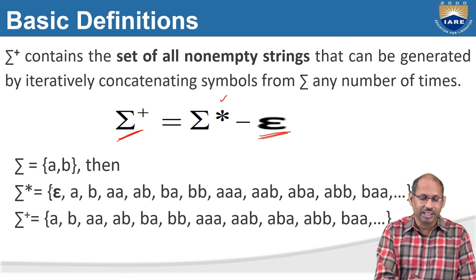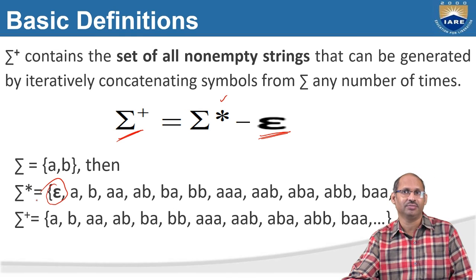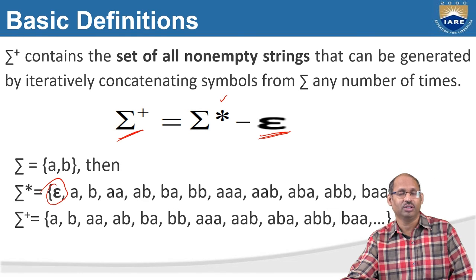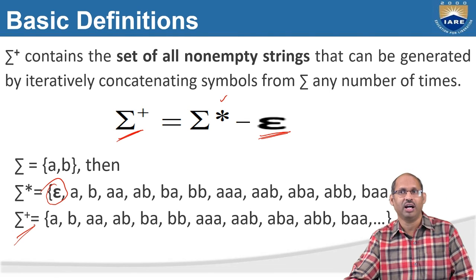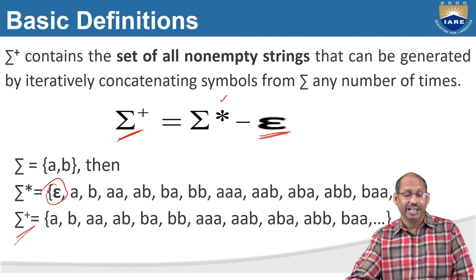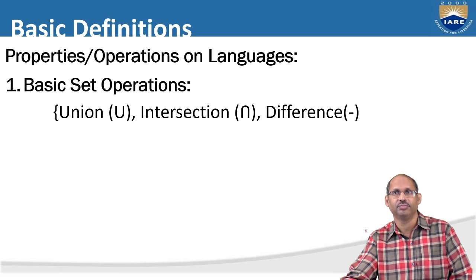So is it clear? Removing the empty string, the null string, results in the positive closure of the alphabet. It consists of all the strings of lengths 1, 2 and so on.